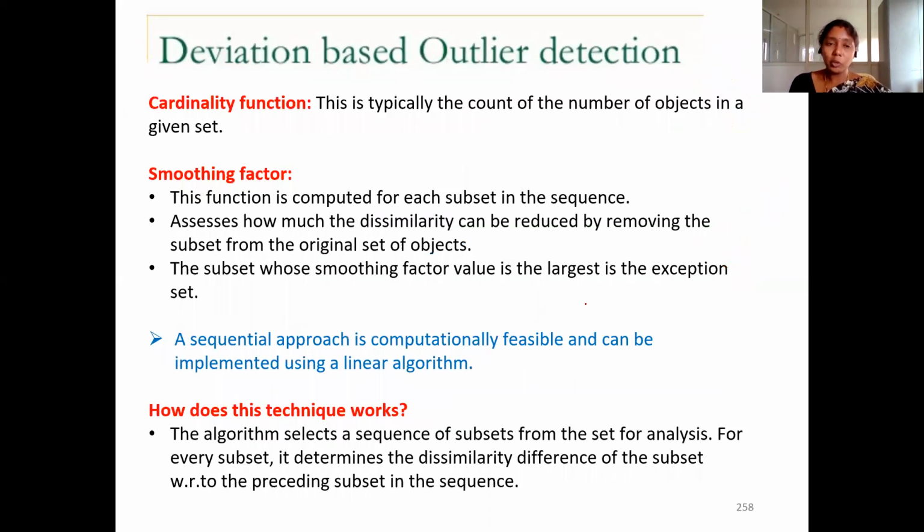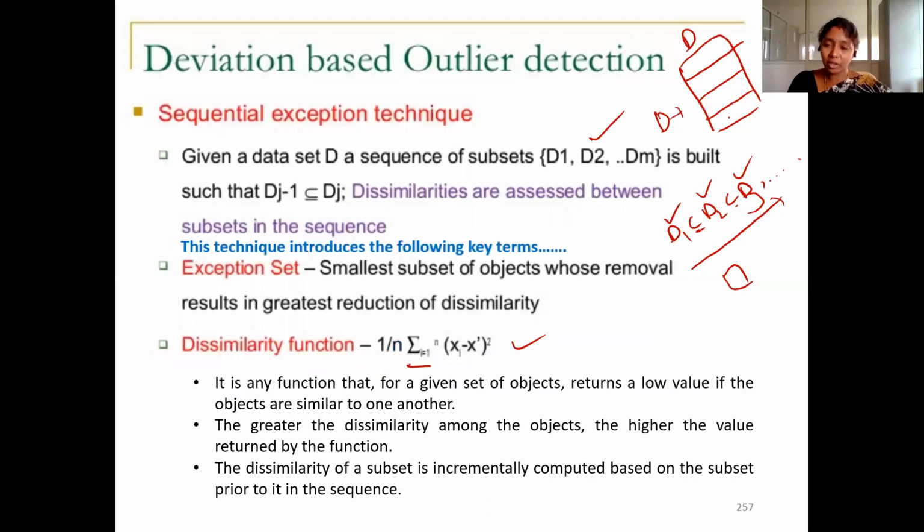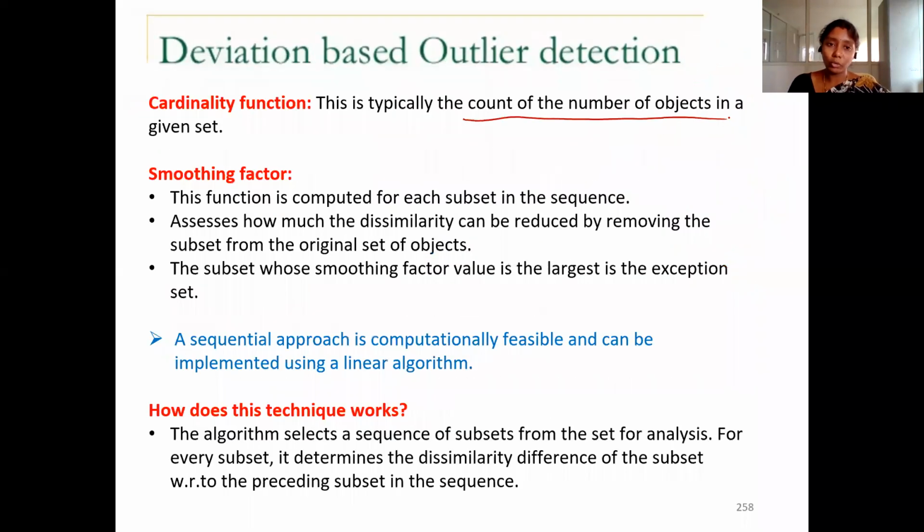Another thing you need to know is cardinality. This is typically the count of the number of objects in the given set. So we have different subsets, right? For a given set, what is the cardinality? That is nothing but the count of the number of objects in the given set.